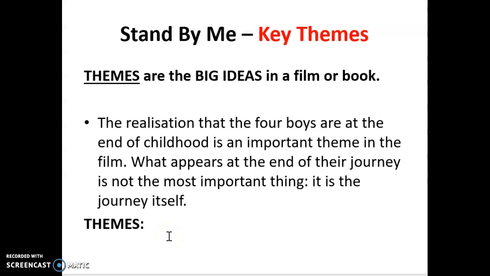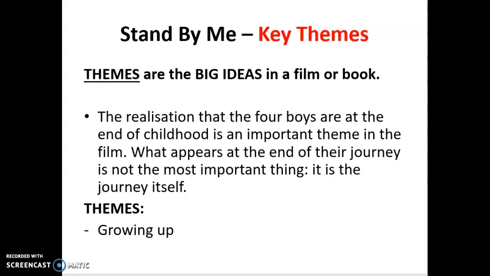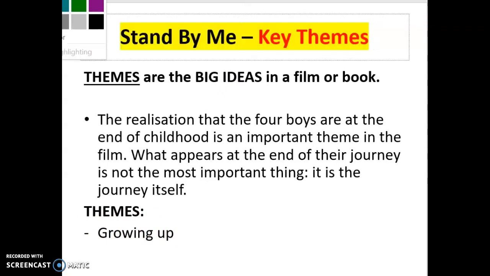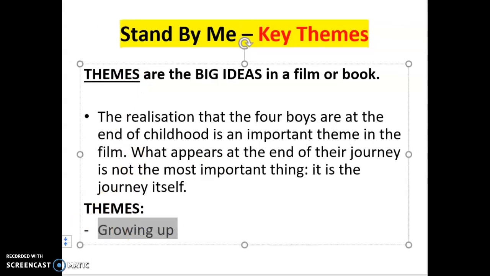So some of the themes that you will have been thinking about or you will have automatically understood as you've watched the film a few times are the theme of growing up. Before we go too much further, I'm going to highlight that and ask you to take these notes as well. What I want you to do is highlight those bits and put me on pause while you copy those into your red book.